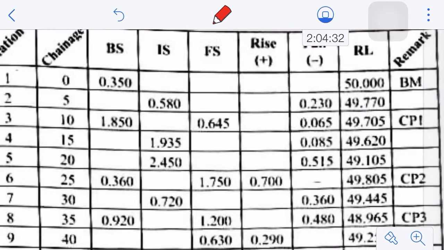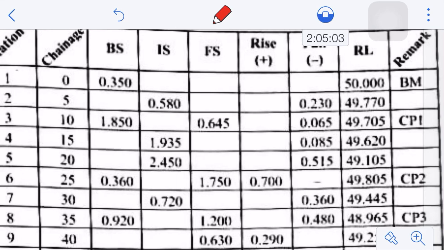So finally, let's get started. We have the RL of the first station, that is benchmark 50, which is given in the data. We have the BS reading for station 1 from the first instrument location, or first instrument setup. It is 0.350. What we were doing in HI, 50 plus 0.350 to get the height of instrument for instrument location 1, we are not going to do here because it's the rise and fall method. So we'll simply proceed.